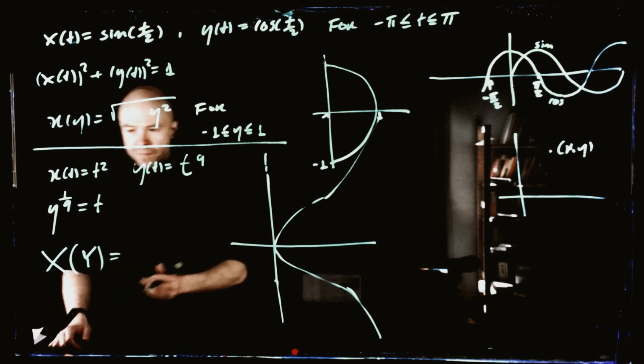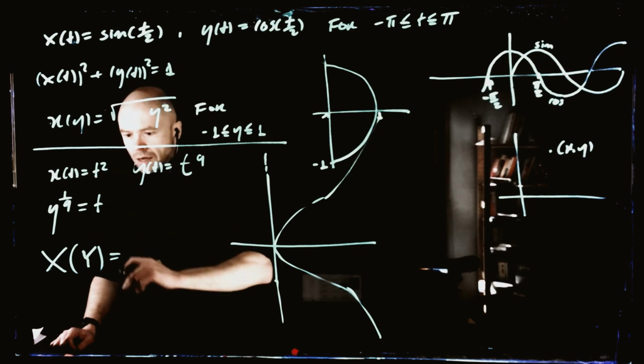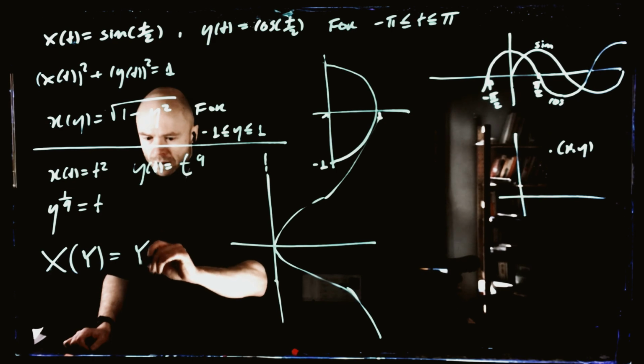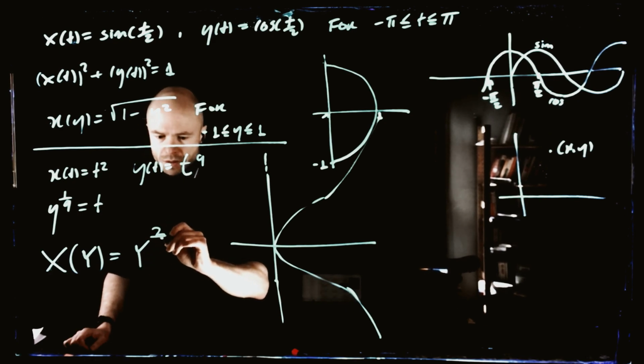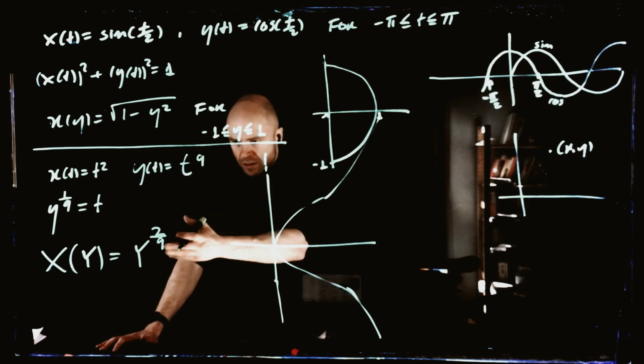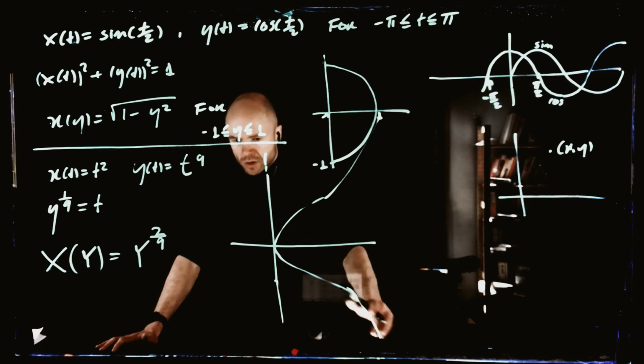What will this be? Well, I can just plug in this t into this thing, and then this thing will be capital Y to the 2 over 9. And that does make sense, right? That thing will indeed, for every single y, this will be positive because of this 2 on top, and this thing will cover this graph like this.